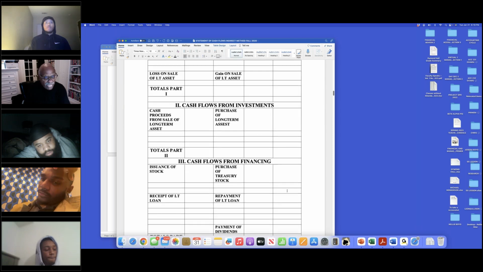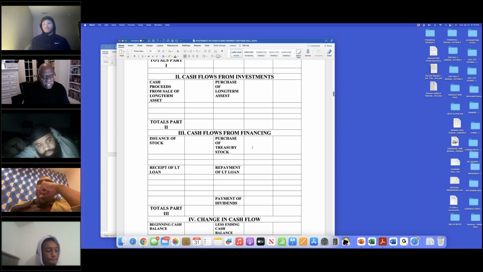Then the cash flow from financing. If you issue stock, source. If you purchase your stock back, it's a use. If you receive a long-term loan, it's a source. If you repay it back, it's a use. And if you pay a dividend, it's a use.